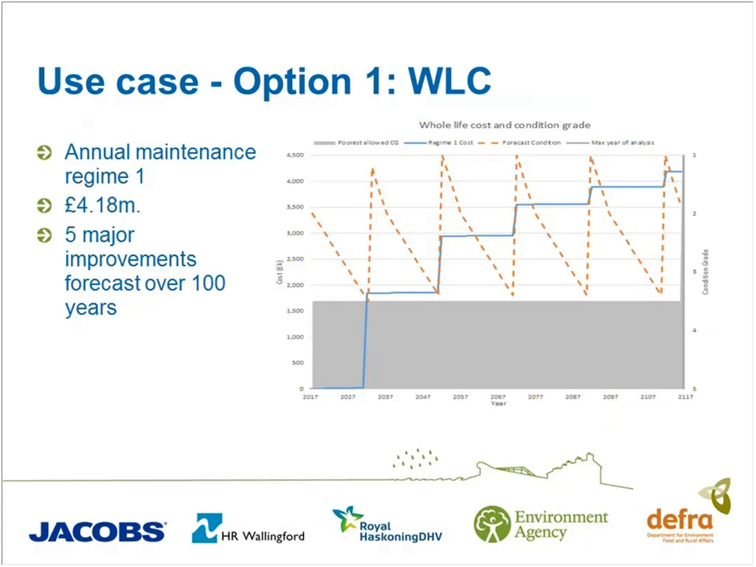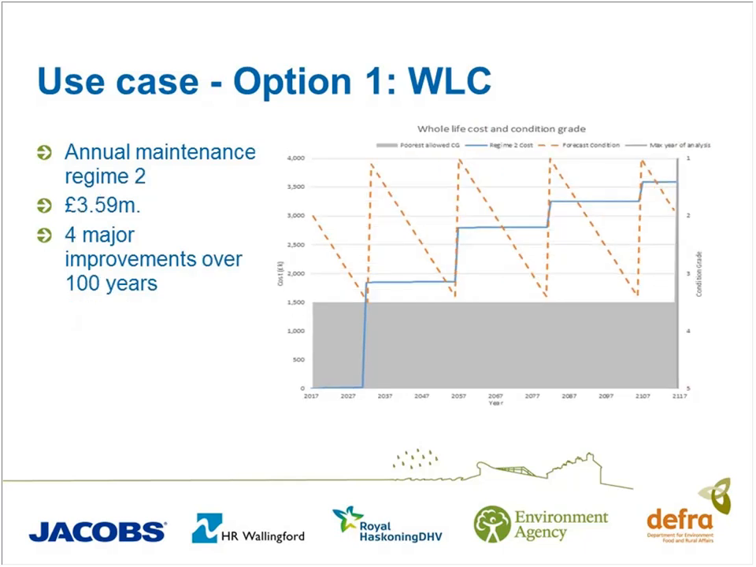So again, these are the kind of charts that we're presenting in the tool that will become quite familiar. This is annual maintenance regime 1, the lowest standard of annual maintenance, and we're forecasting a whole life cost of 4.18 million for that asset over 100 years. Again, that's discounted. We can see the sawtooth of condition moving forward with time and the steps in the cumulative whole life cost curve. And here we're forecasting 5 major improvements over the 100 years.